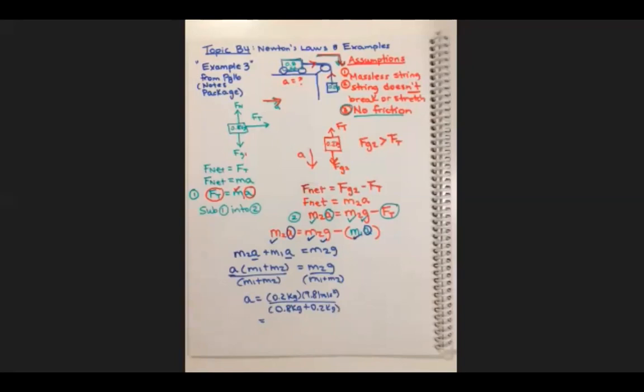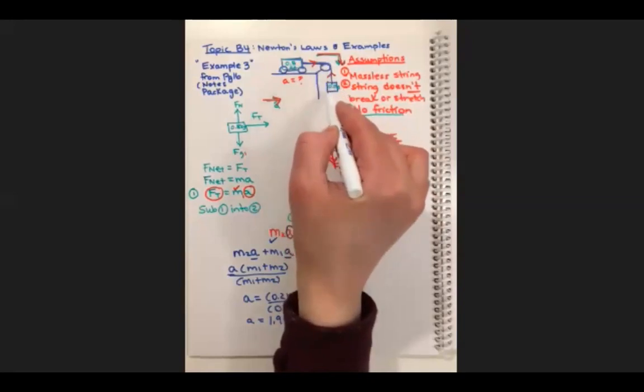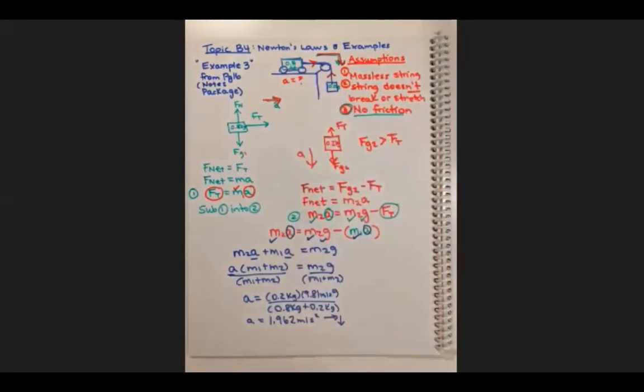Substituting our numbers in, and using our calculator, we can find that the acceleration is 1.962 meters per second squared. That acceleration applies to the acceleration to the right of object 1 and the acceleration down of object 2, since they're connected by the string. When object 1 moves over 10 centimeters in a certain amount of time, the hanging object moves down 10 centimeters in the same amount of time.